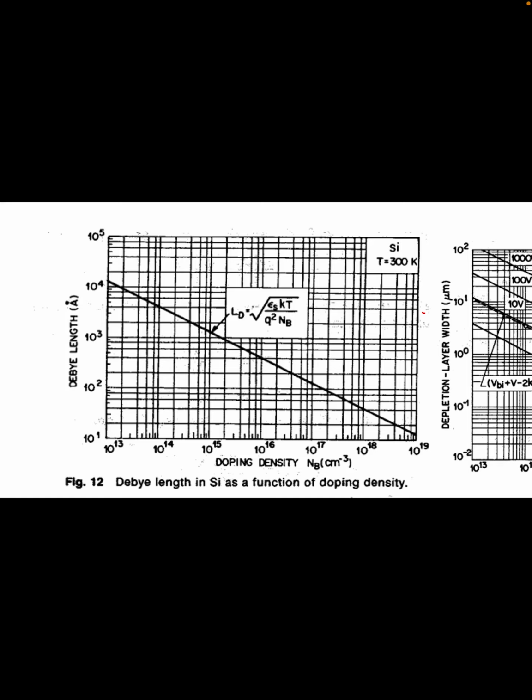Another way of calling this is the Thomas Fermi screening, but we are not going to go there right now. It is just a parameter LD which tells you the length at which the potential is getting screened, and it depends upon the temperature and the doping density under consideration. So with this, let us go back to our previous discussion.